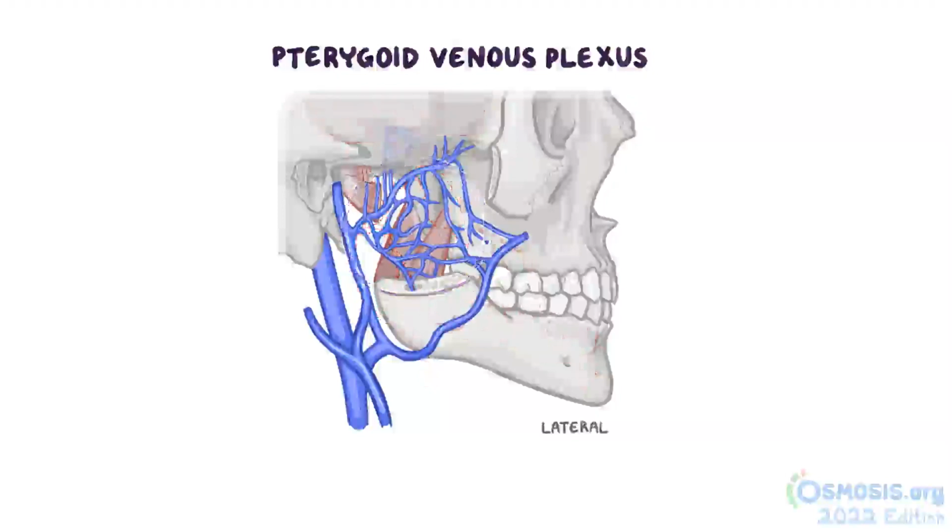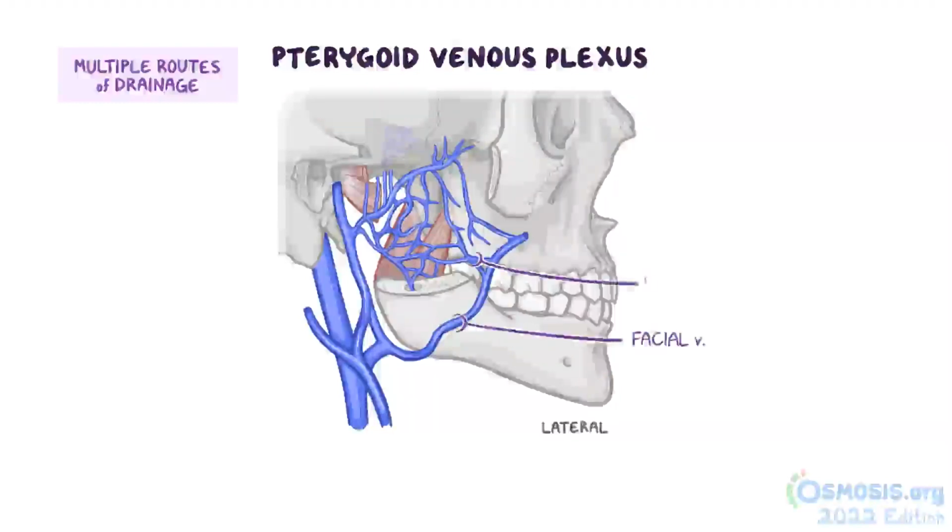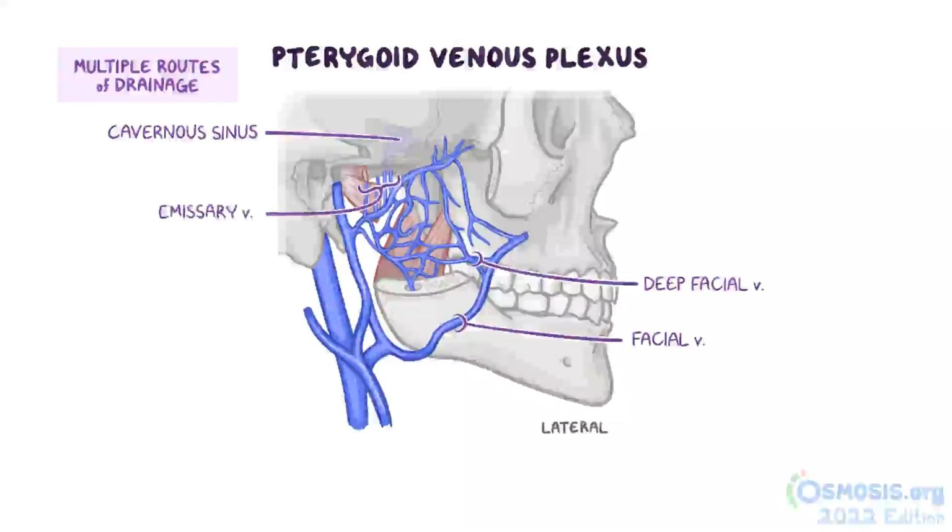Something to keep in mind about this plexus is its multiple routes of drainage. The plexus drains anteriorly to the facial vein through the deep facial vein, while also draining superiorly into the cavernous sinus via emissary veins. This is important to understand because infections of the infratemporal fossa can spread to the cranial cavity this way.